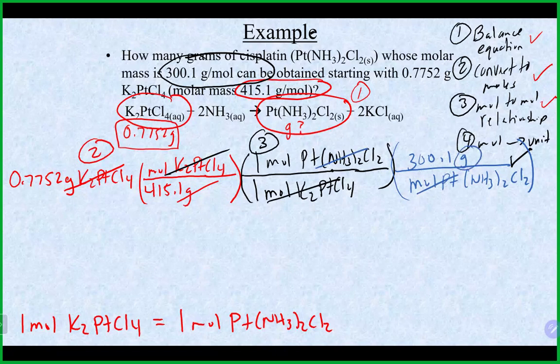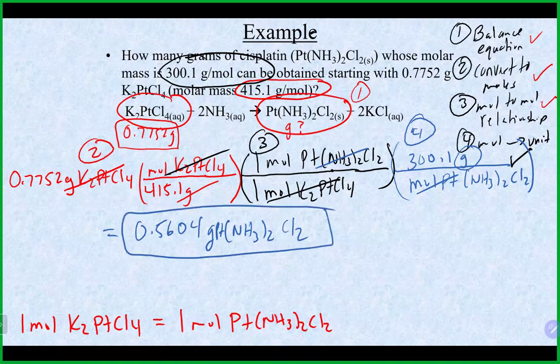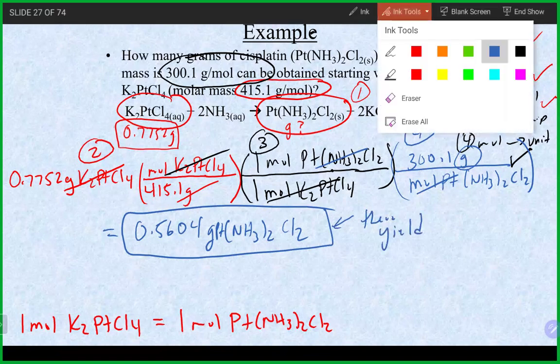Just like a normal dimensional analysis, we're going to multiply across the top there. 0.7752 times 300.1, hit equals. Divide by 415.1. And that will get us 0.5604 grams of our cisplatin here. Put a Pt in front of it there and a Cl2. And this would, in this case, because it is a product, be our theoretical yield. So same 4 steps.